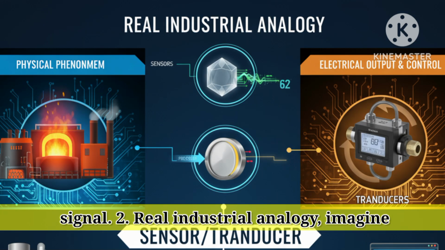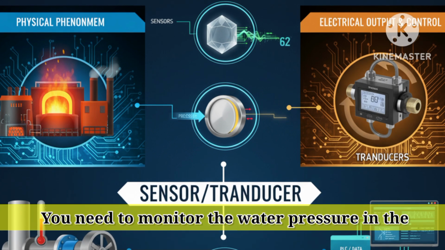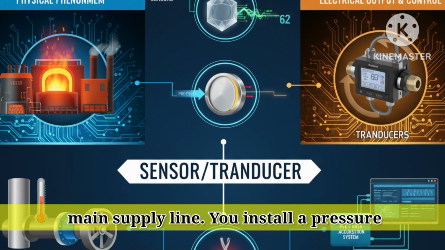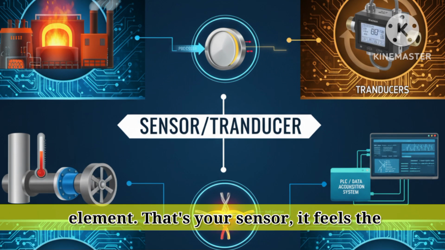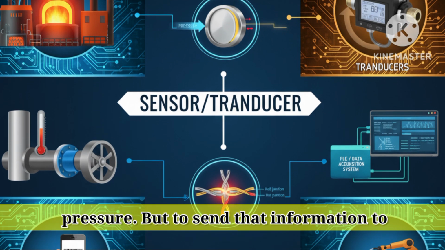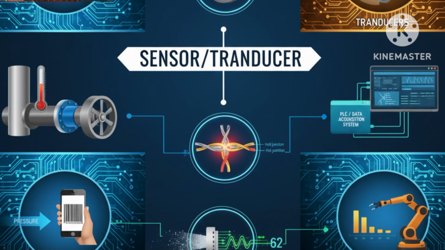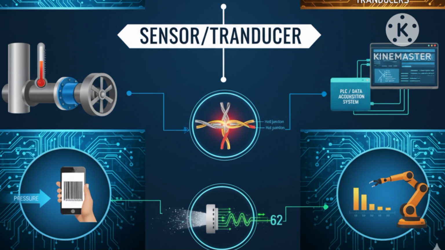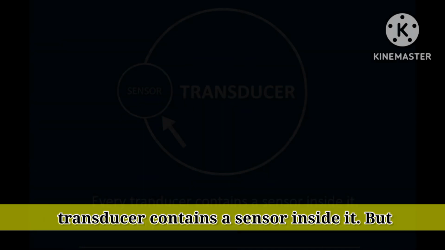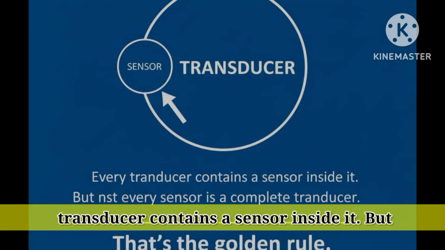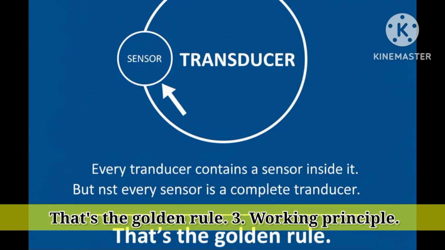2. Real industrial analogy. Imagine you're working in a water filtration plant. You need to monitor the water pressure in the main supply line. You install a pressure sensing element. That's your sensor, it feels the pressure. But to send that information to a control room, you need a pressure transducer. It converts that pressure into an electrical signal that your PLC can read. In short, every transducer contains a sensor inside it. But not every sensor is a complete transducer. That's the golden rule.